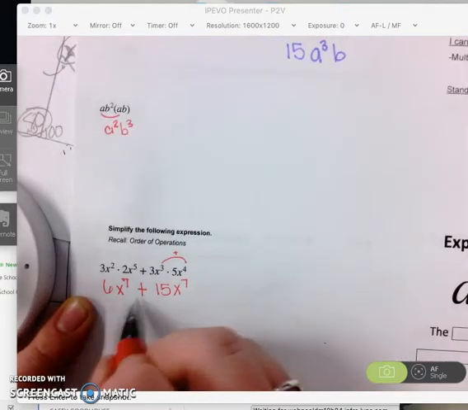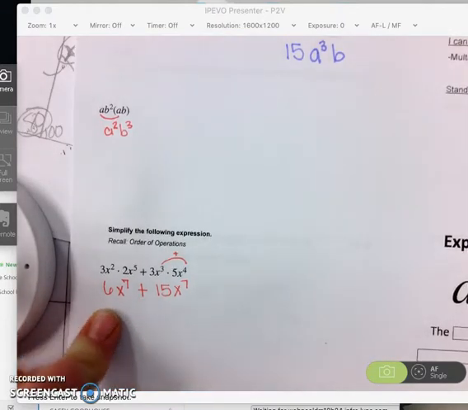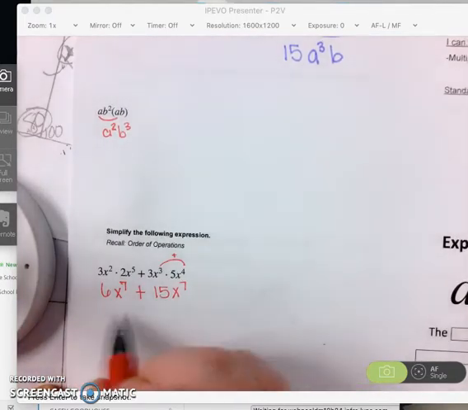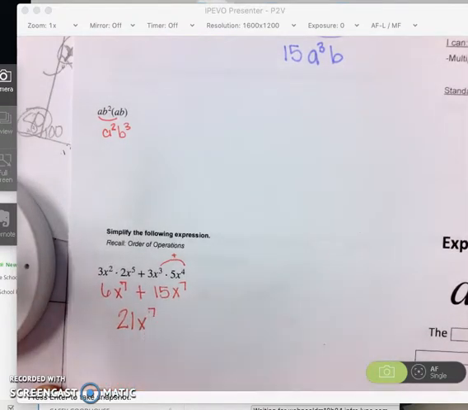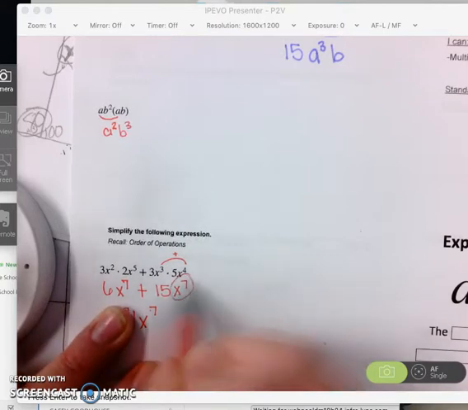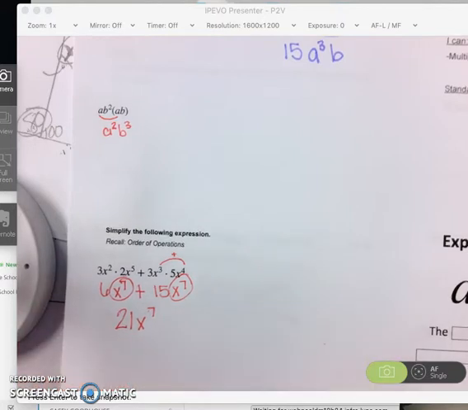Well, now I have adding, and they have to be like terms. Both of them are x to the 7th power, so I can add these two terms. It would be 21 x to the 7th power. Remember, when adding, you don't change anything about the exponent of the term.